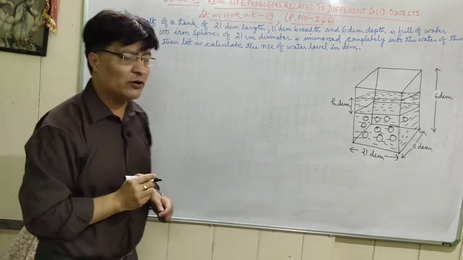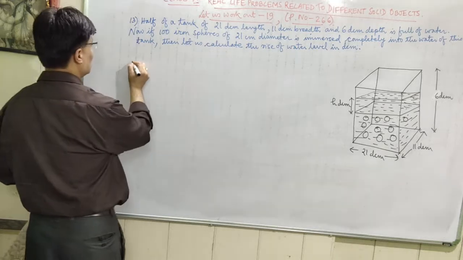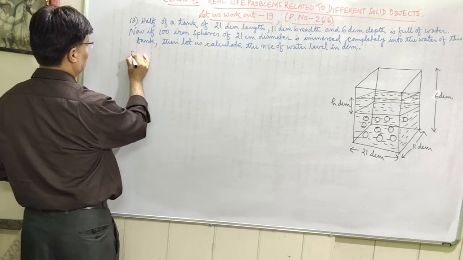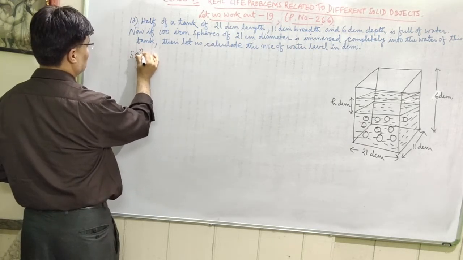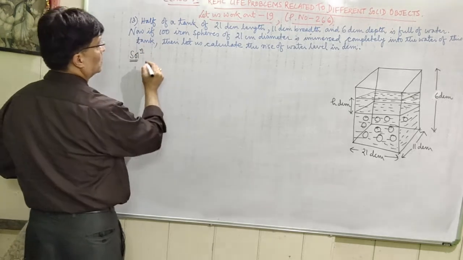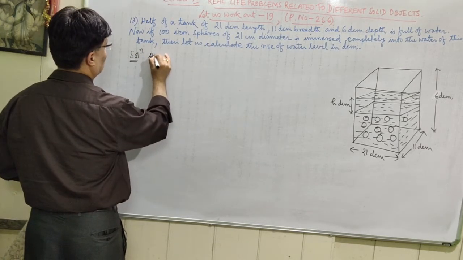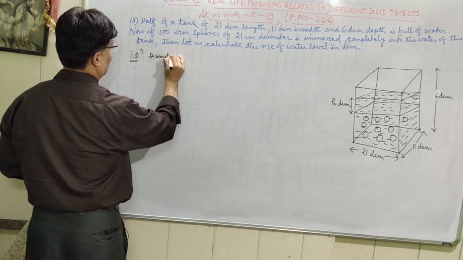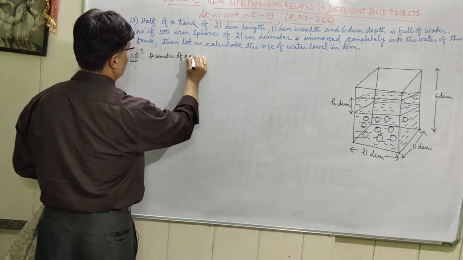So now let us find out the volume of a sphere. So this is the solution now. So now diameter of each sphere.